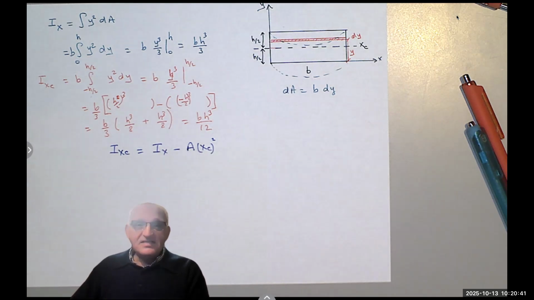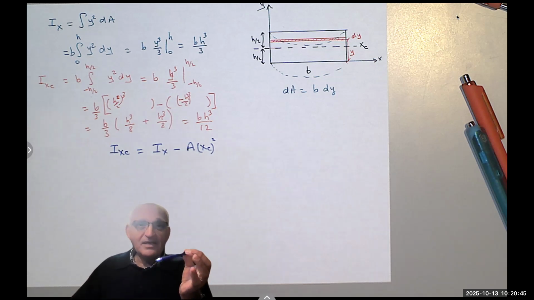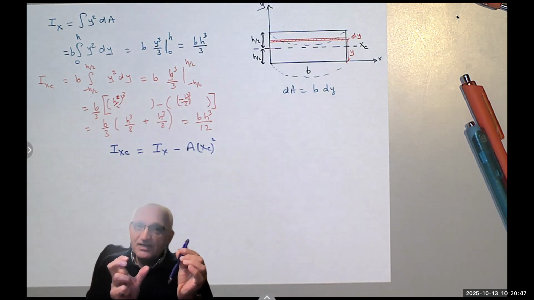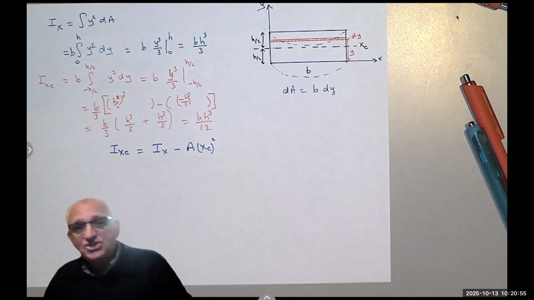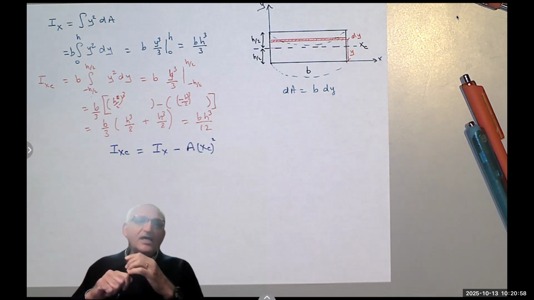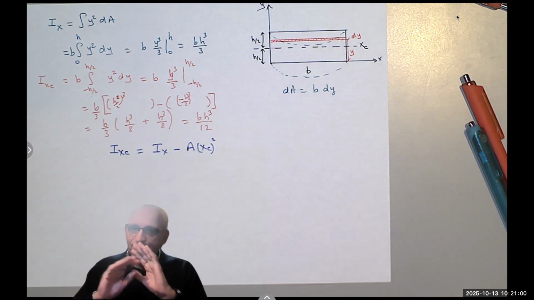By the way, this is the same thing we do in probability and statistics. You take the second moment about the origin and subtract the square of the mean. Notice the area is 1 under a probability distribution, so when you subtract x sub c squared, the mean squared, you get the variance. Same.